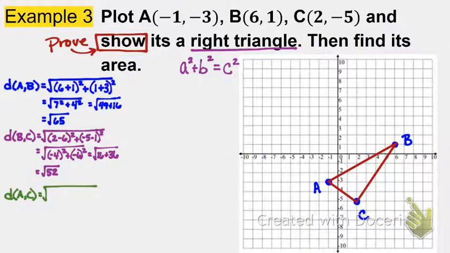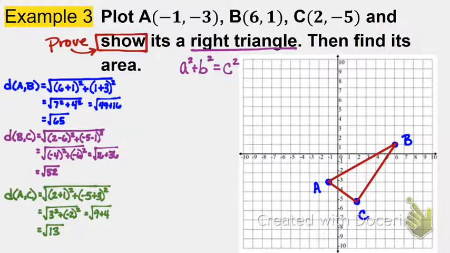So the difference in my x's, I have 2 minus -1, so that becomes 2 plus 1. And then the difference in my y's, I have -5 minus -3, so that becomes -5 plus 3. I'm going to square both of those. So I have 3 squared plus -2 squared. So the square root of 9 plus 4. So I have the square root of 13 here.